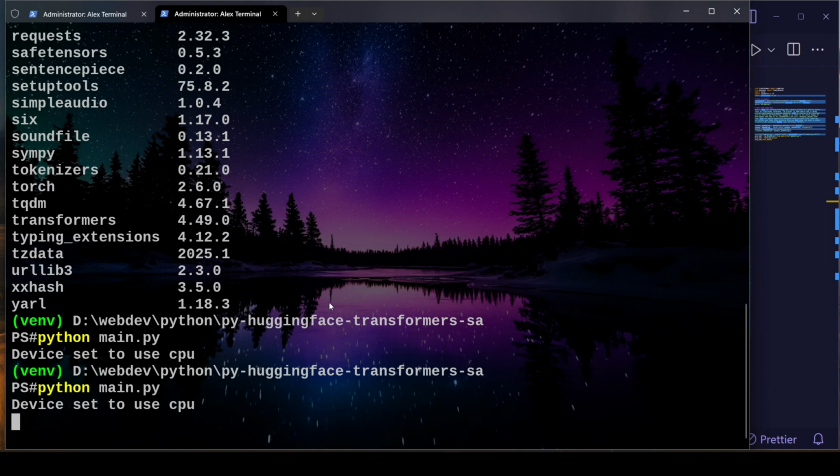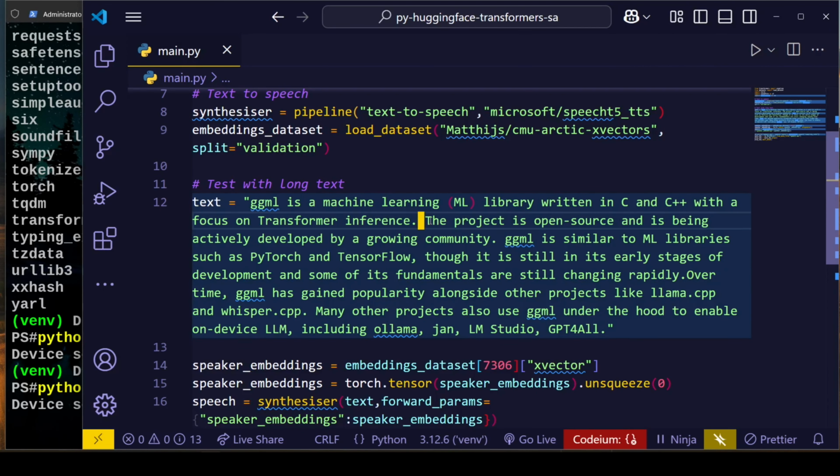GGML is a machine learning tensor library written in C with a focus on transformer inference. The project is open source and is being actively developed by a growing community. GGML is similar to tensor libraries such as PyTorch and TensorFlow, though it is still in its early stages of development and some of its fundamentals are still changing rapidly.